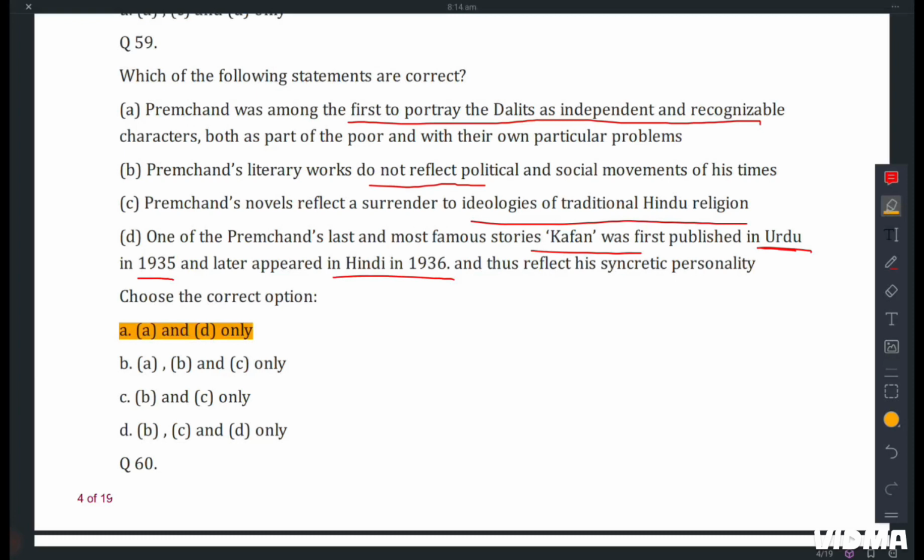According to Shashi Bhushan Upadhyay, Premchand was the first to portray the Dalits as independent and recognizable characters, both as a part of the poor and with their own particular problems. ठीक है. उनके दूसरे शॉर्ट स्टोरीज कैसे कैसे थे? ठाकुर का कुआं, मुक्ति मार्ग, ऐसे नाम थे उनके स्टोरीज.